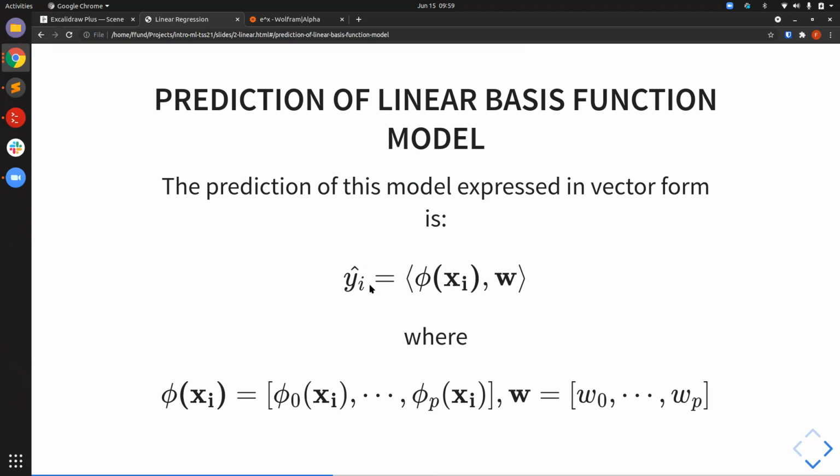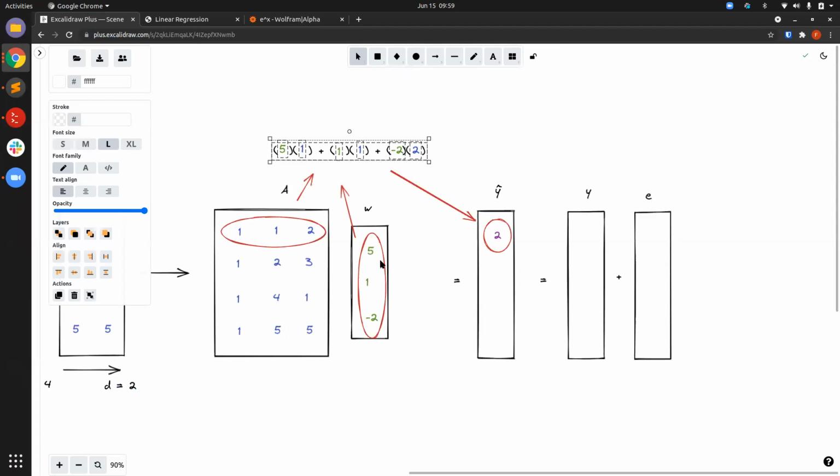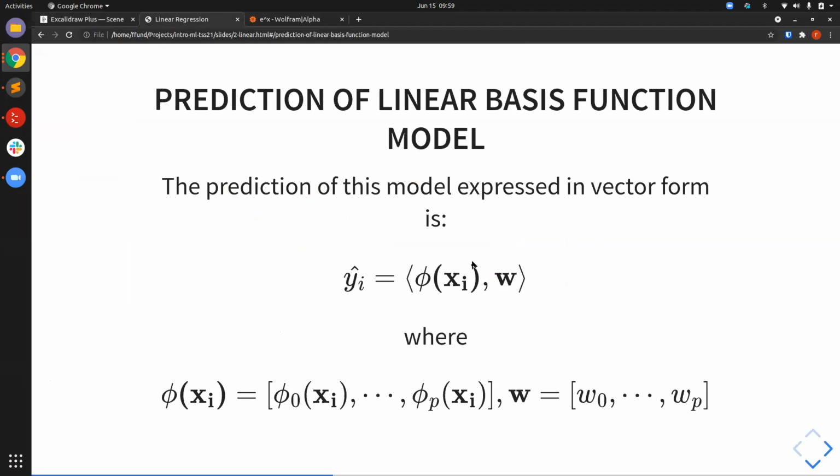This means that for a given prediction value i, you take each element in the weight vector, multiply it by the corresponding element in the correct row of the design matrix, and sum those all up. And we can represent this basis function vector using vector notation. Here, phi is a vector that expands out to the first basis function, second basis function, and so on, all the way up until the pth basis function.